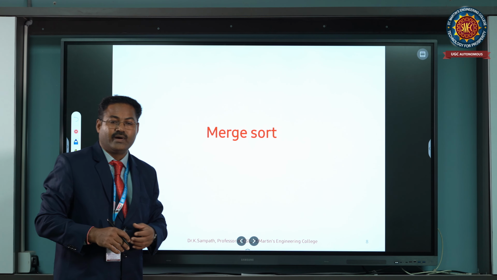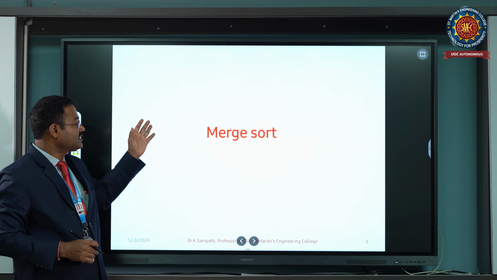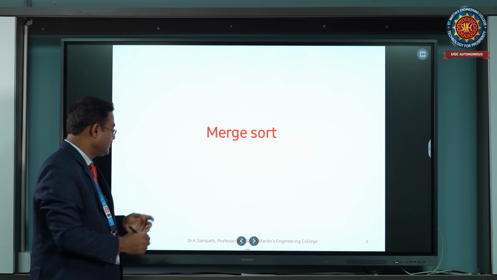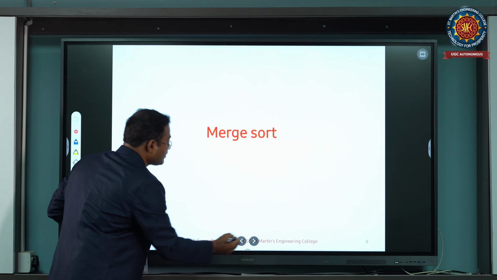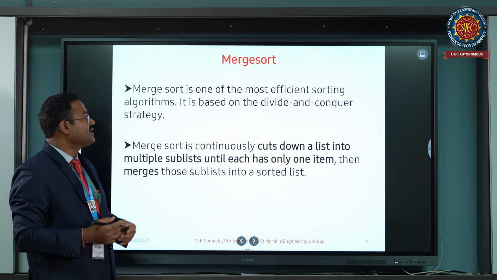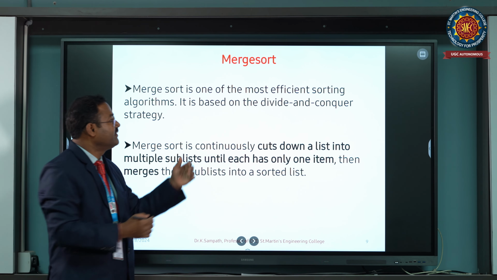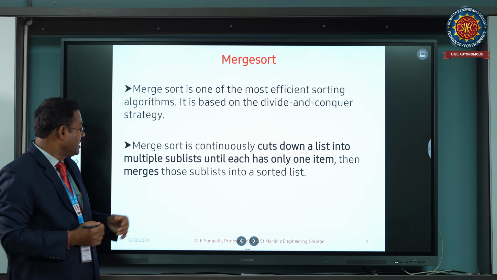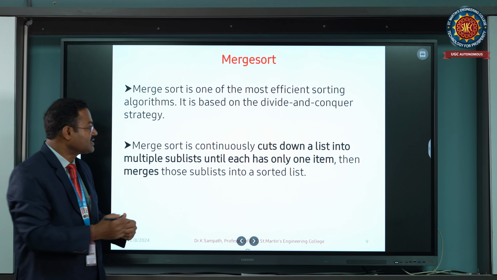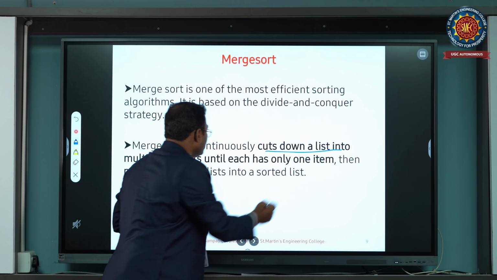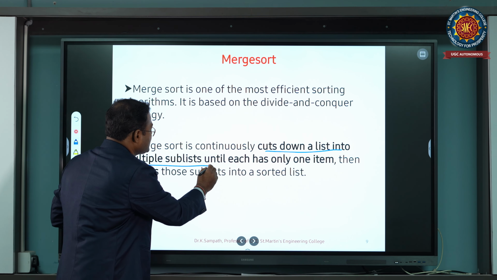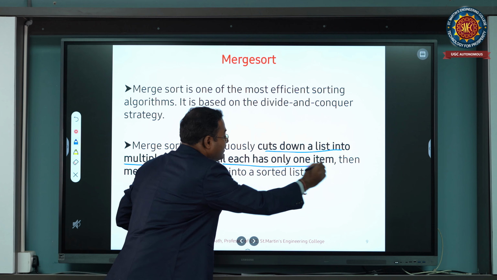Next, I want to discuss one application, that is merge sort. Merge sort is one of the efficient sorting algorithms. It is based on the divide and conquer strategy, right? And merge sort continuously cuts down a list into multiple sublists until each has only one item.